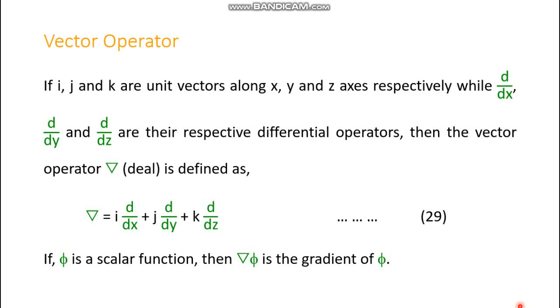Now, the vector operator. If i, j, k are unit vectors along the x, y and z axes respectively, while d/dx, d/dy and d/dz are their respective differential operators, then the vector operator del is defined as i d/dx plus j d/dy plus k d/dz, and this is equation number 29. And if phi is a scalar function, then operating on this scalar function with the vector operator del gives a result called the gradient of phi.